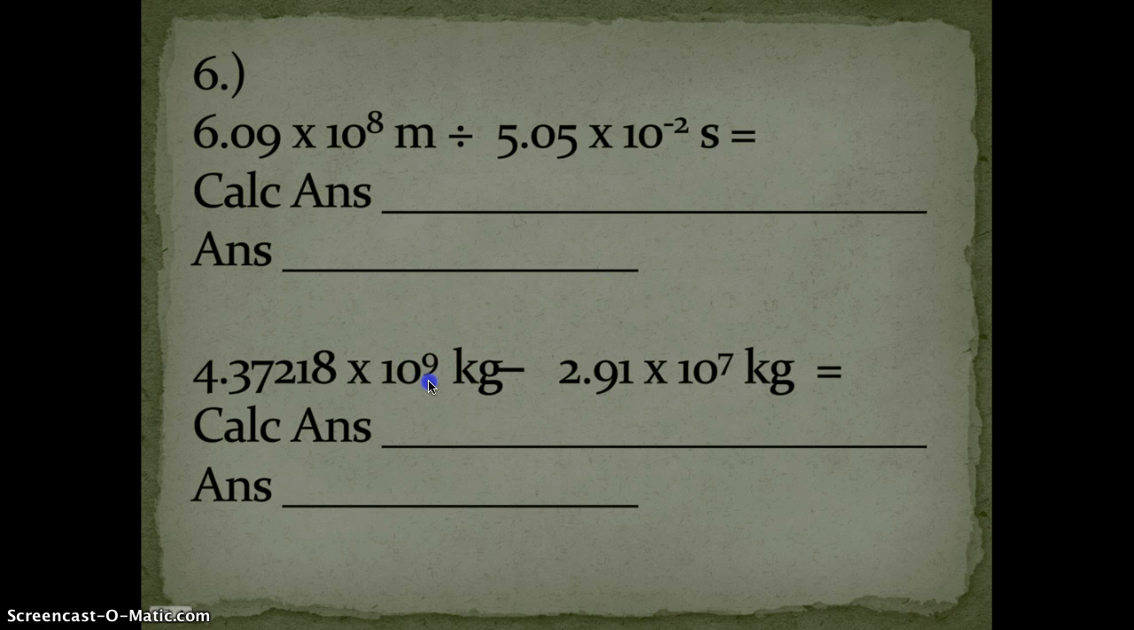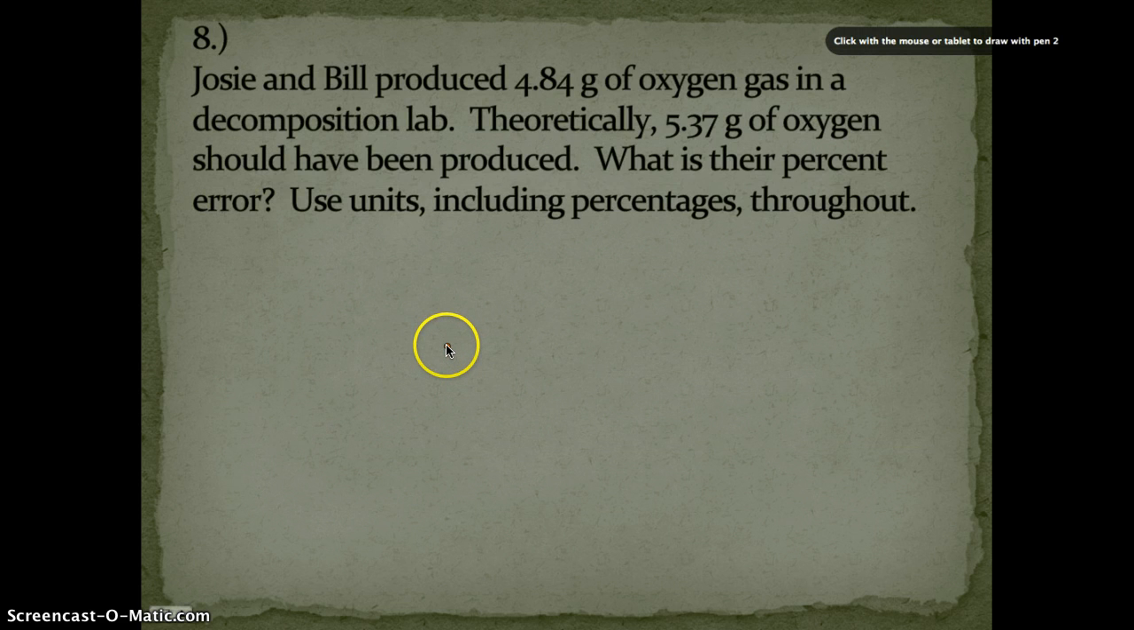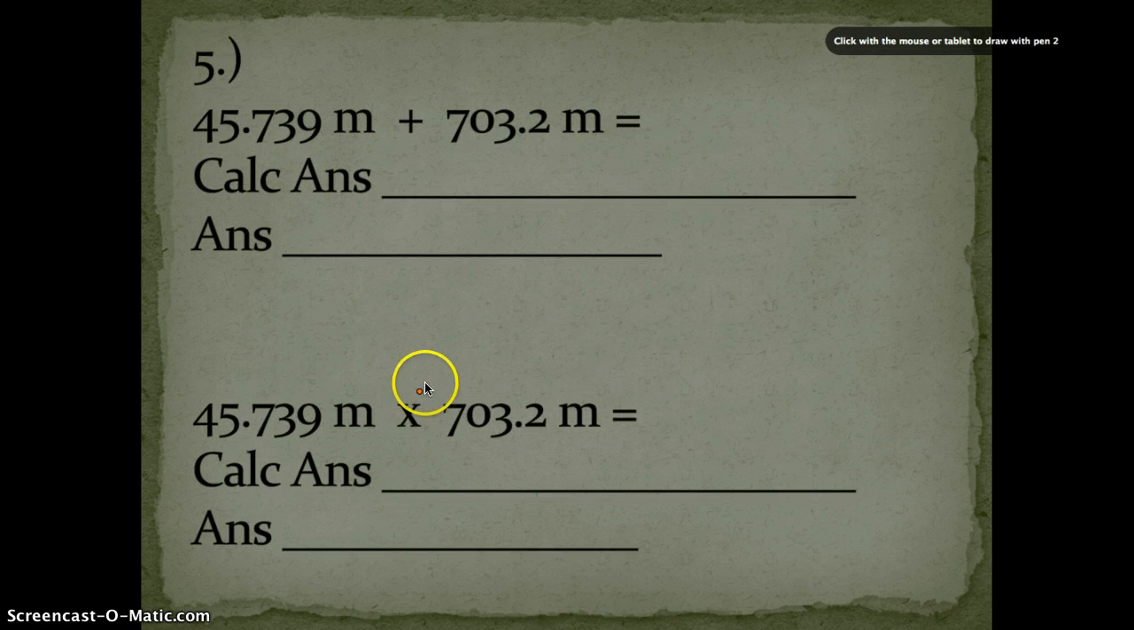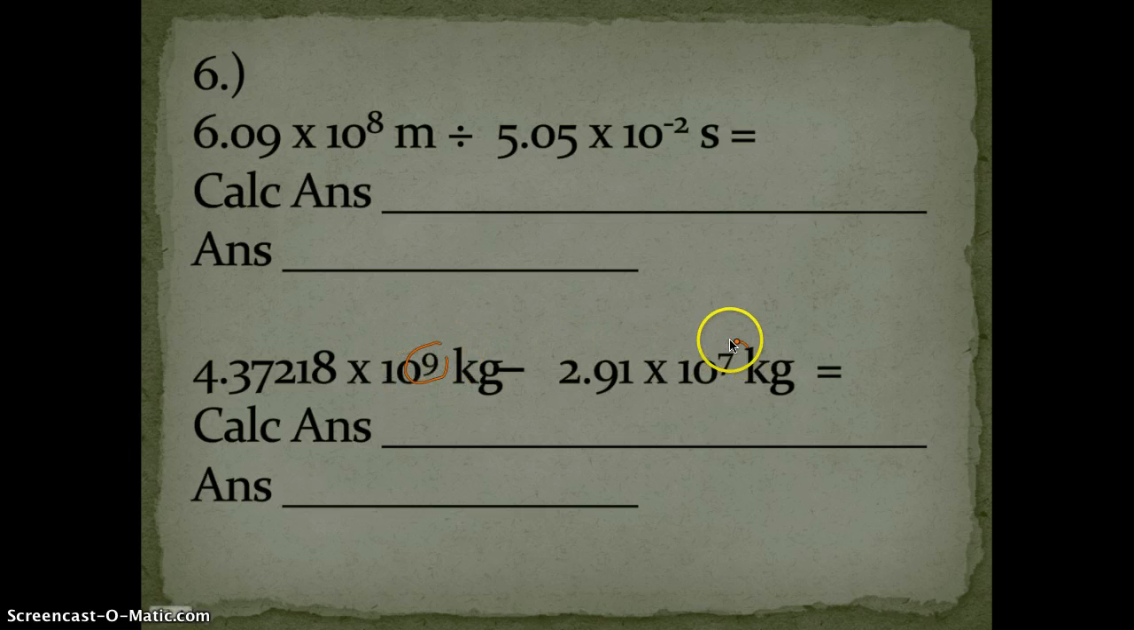So we'll see what happens here. We have a 9 right here, and we have a 7 right here. What I'm going to do is change this to a 9. If I change this exponent to a 9, it becomes 2 powers of 10 larger, which means that my coefficient must become 2 powers of 10 smaller. So when you add that up, you're going to get something like 4.40128, and then it's going to be times 10 to the 9th power.